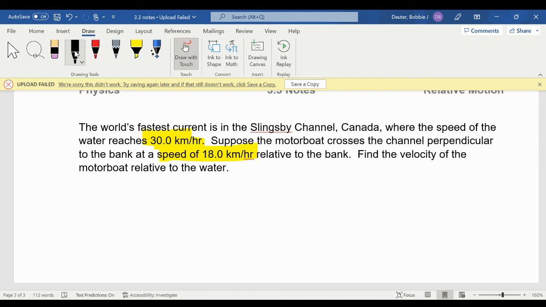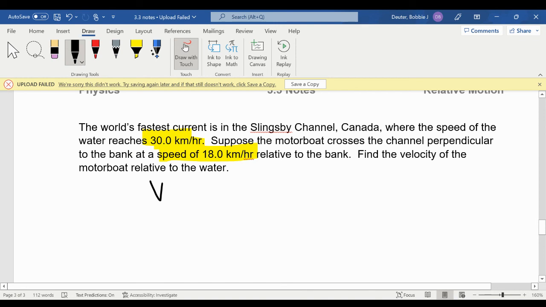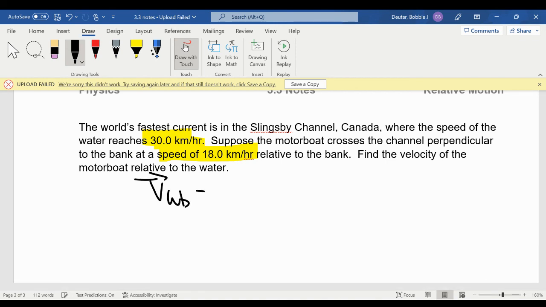So we know a couple things. We know the perspective of the water, so we know the velocity of our water to the bank because we're watching this from the bank. We know that that is 30 kilometers per hour. And so this is a perspective. I'm going to draw this so we can see this. And so we're drawing this in that 30 kilometers per hour here. And this is our velocity of the water to the bank.